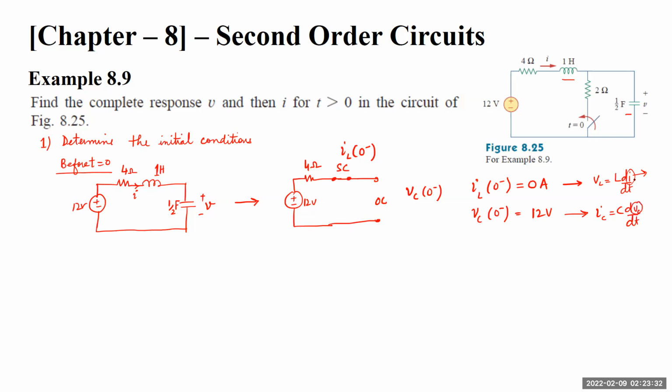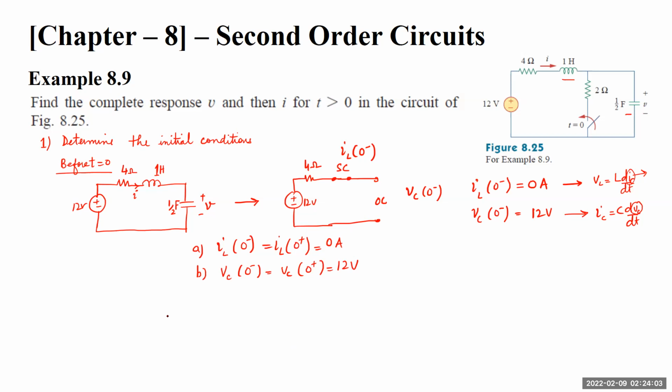This means that the voltage across the capacitor does not change instantaneously. So we can say that IL(0−) is equal to IL(0+), which is equal to 0 amperes. This is our first initial condition. Our second initial condition will be VC(0−) equals VC(0+) equals 12 volts.